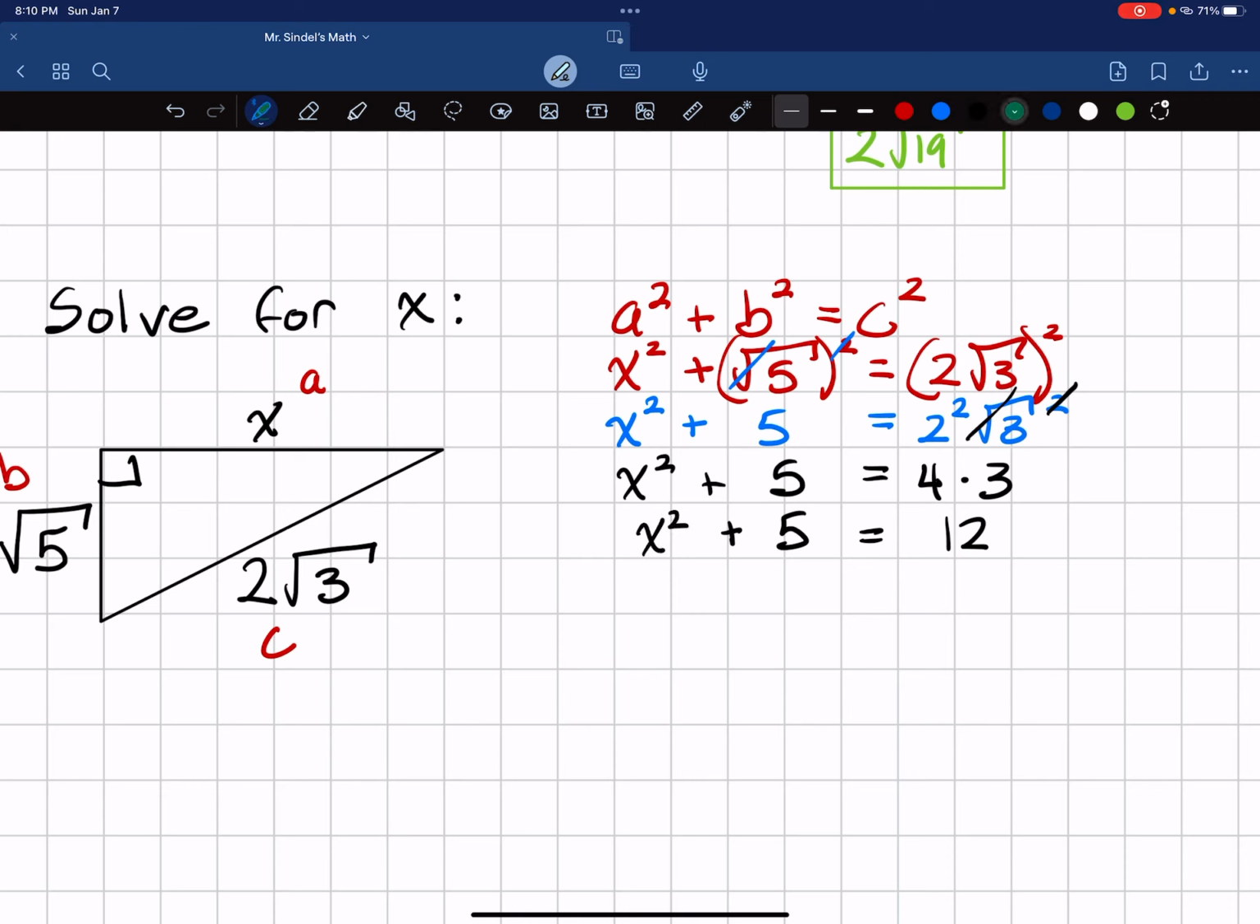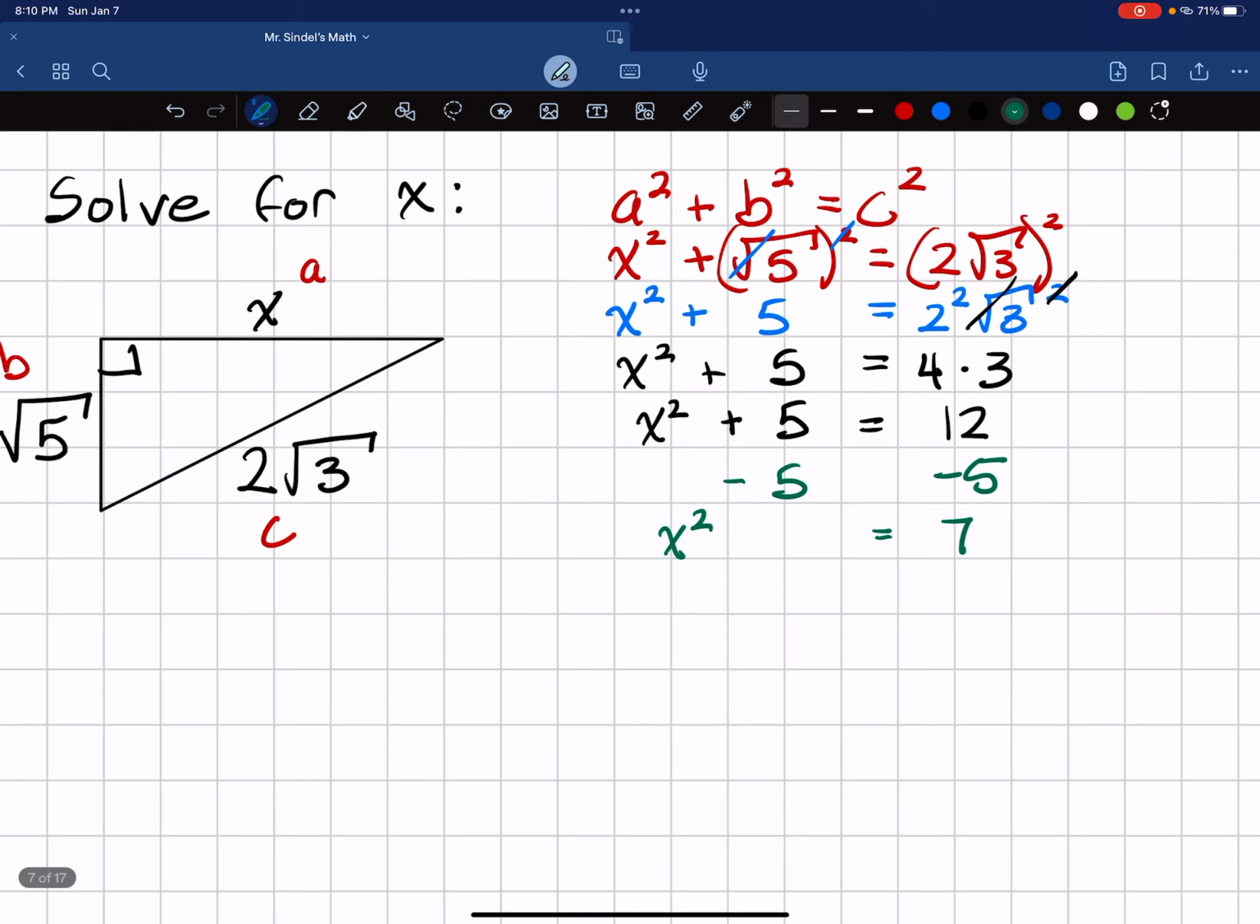And then from here I can subtract 5 on both sides, and x squared will be equal to 7. And then from here I just need to undo the square by square rooting, and notice now that the square root and square cancel each other out, leaving me with just an x. On the right hand side I have the square root of 7, and because that is a prime number, I know it cannot be reduced, and I can say that x is indeed equal to the square root of 7, and I can just box that final answer.